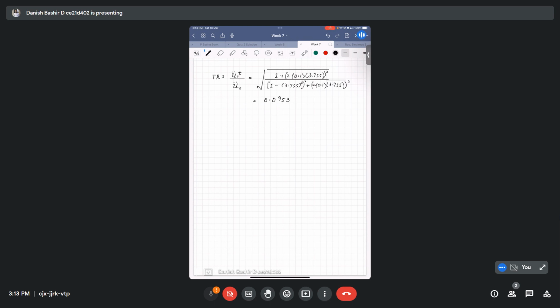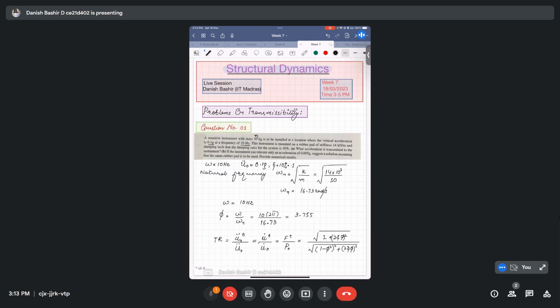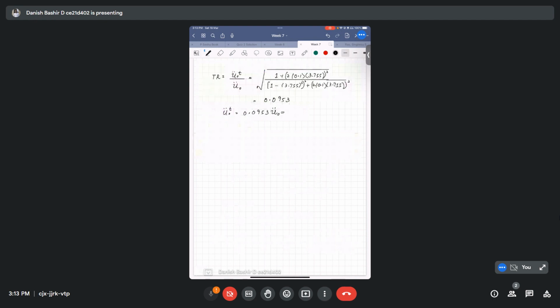So the transmitted acceleration, u naught double dot, will be equal to 0.0953 times the acceleration being offered there, u double naught, which is mentioned in the question as 0.1 g. When we substitute 0.0953 into 0.1 g, the transmitted u double naught t will be equal to 0.00953 g. This will be the transmitted acceleration.